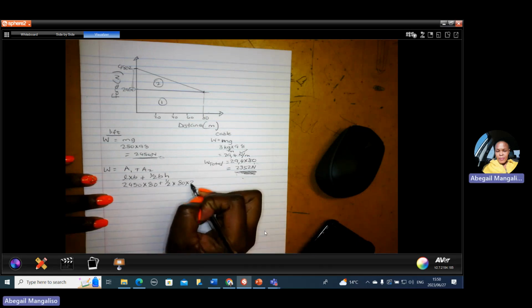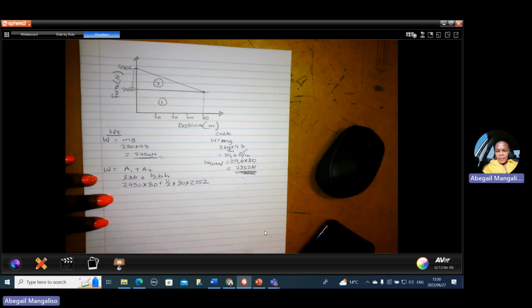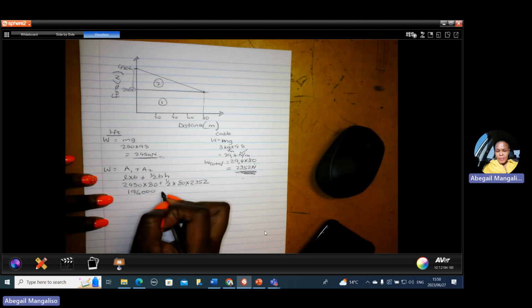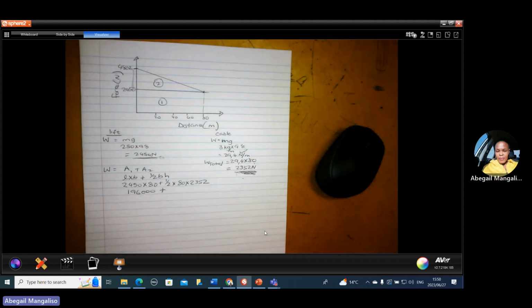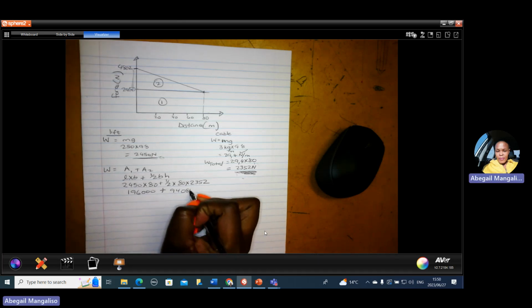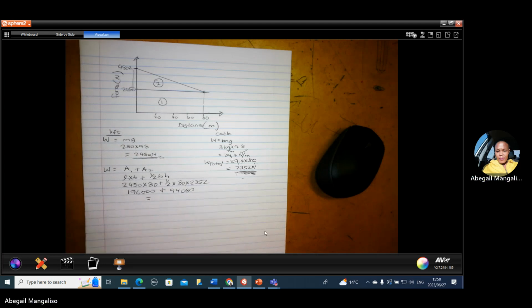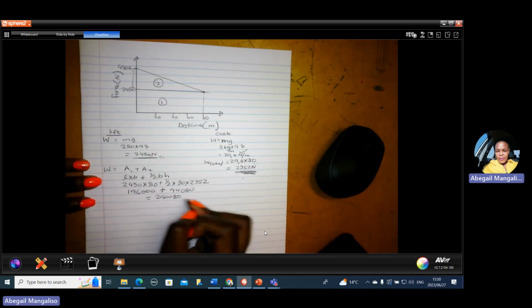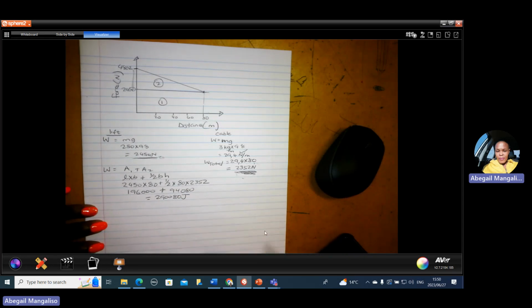So it will be multiplied by 2352. Use your calculator to get your answer. This is 196,000, and this one will be half multiplied by base multiplied by 2352. The answer is 94080. Then we add the two: 196,000 plus 94080 is 290080 joules. That is work done. A question can say, calculate the work done in kilojoules. For a kilo, you divide by 1,000. This will be 290 kilojoules.